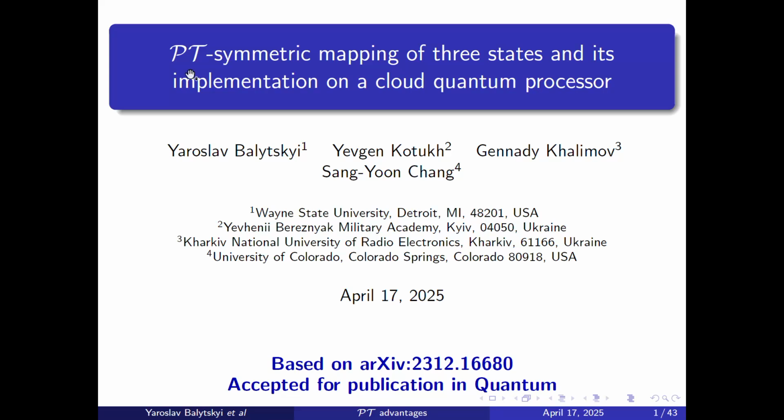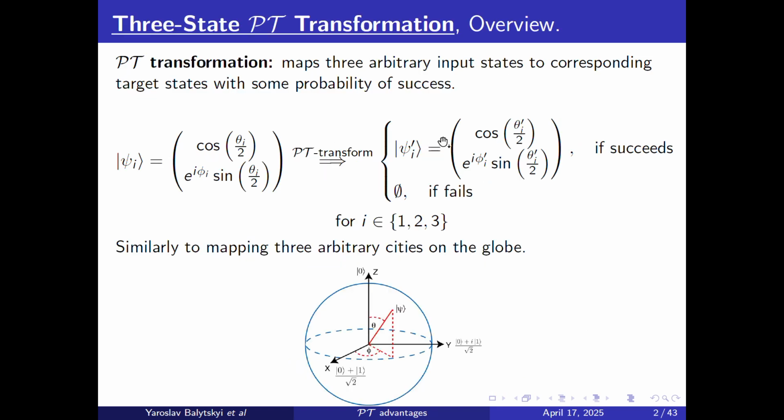In this video, I'm going to talk about PT-symmetric mapping of three states and its implementation on a cloud quantum processor. This presentation is based on this publication, which is accepted to Quantum Journal. What our PT transformation is doing is taking three arbitrary states on the Bloch sphere and transforming them into another completely arbitrary three states on a Bloch sphere. This transformation succeeds with certain probability of success, and you can find more details in our paper.